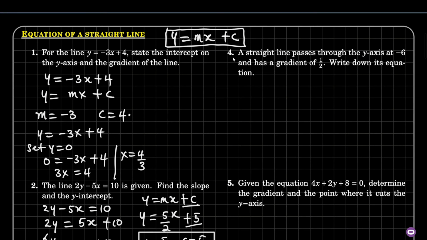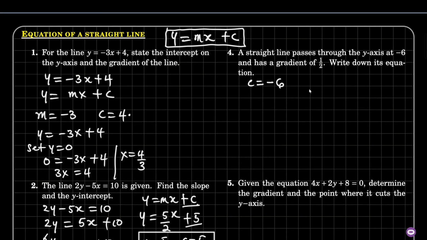Question 4. A straight line passes through the y-axis at -6. That tells you something. It passes through the y-axis, so there is a cut through the y-axis at -6. So which means that the interpretation for that says that c is equal to -6.